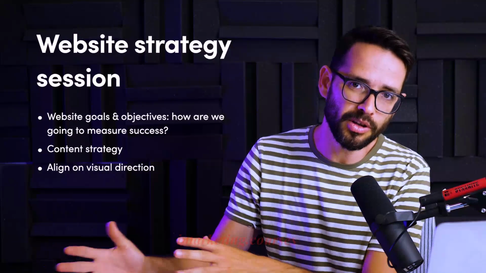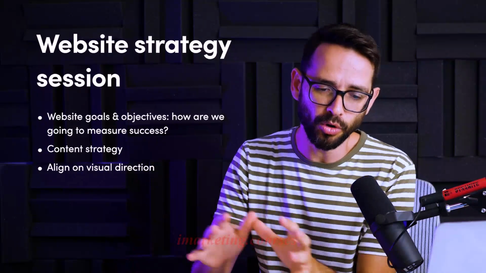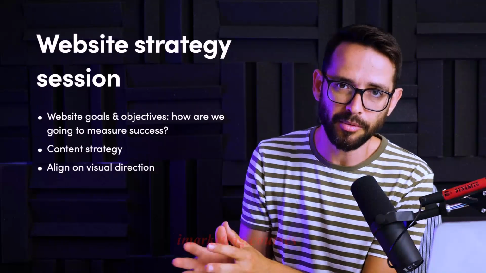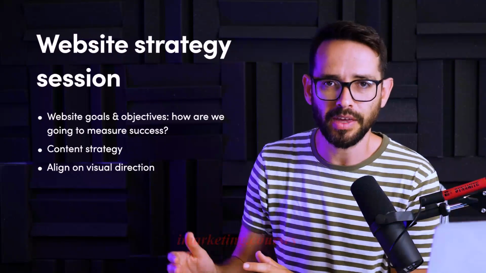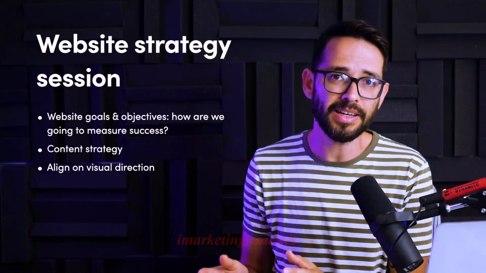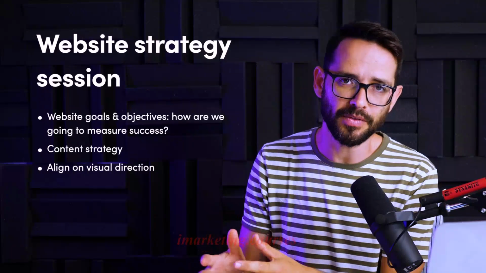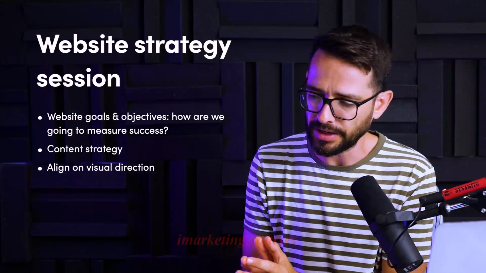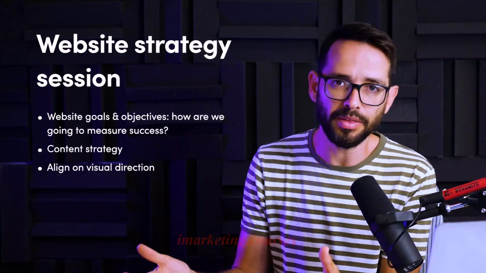We'll usually do them kind of sequentially. First, we'll learn about the brand, and then we'll take all of this learning and try to implement it on the website. But for a website, we're asking different questions when we're thinking about the website strategy. And that is, what are the actual goals and objectives of this specific website? Why are we building this website? How are we going to measure that we have succeeded with this website?